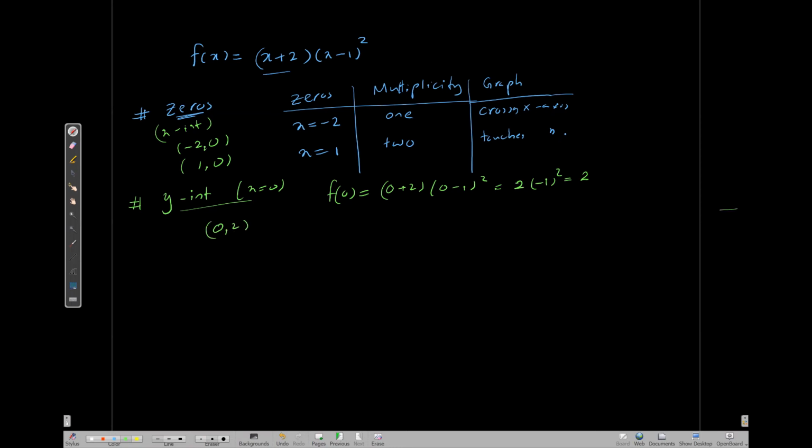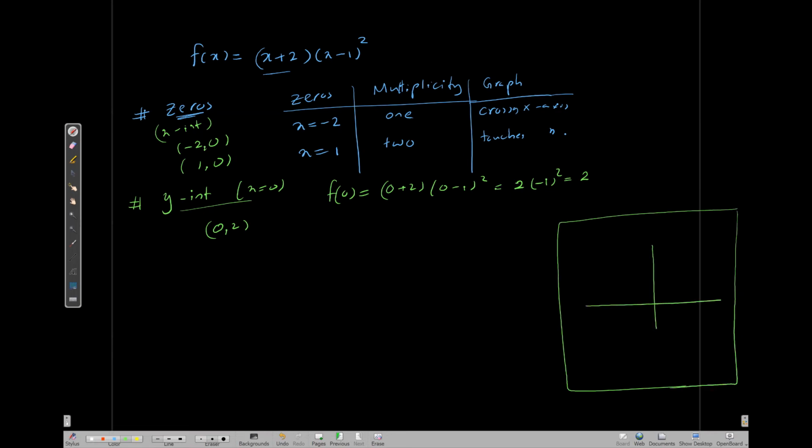Now let me make a box like earlier. At this point, we know negative 2 comma 0. So right here, 1 comma 0 somewhere here, and 0 comma 2 somewhere here. Our graph will go through these points. That's all we know. Now in order to finish this, we just need end behavior.